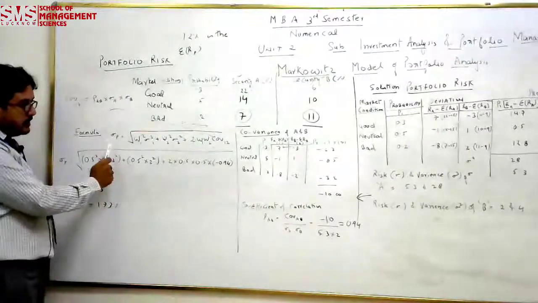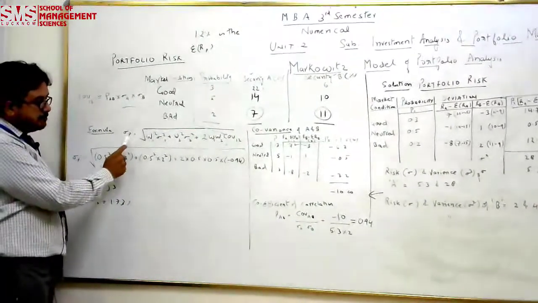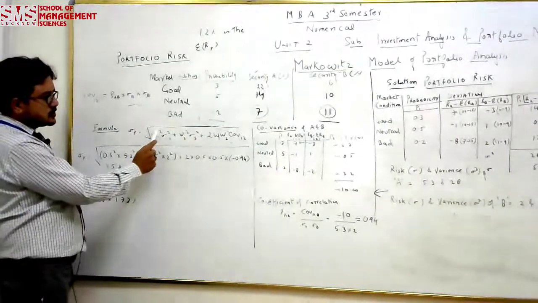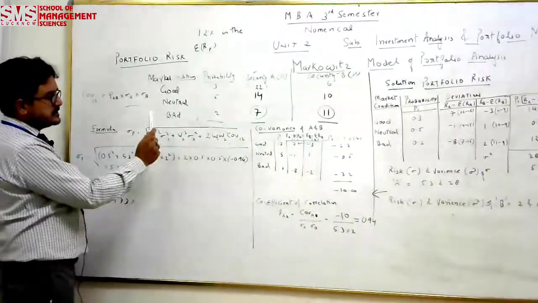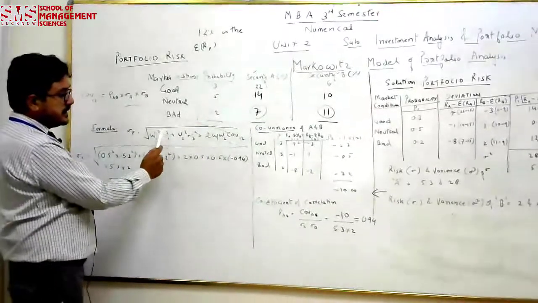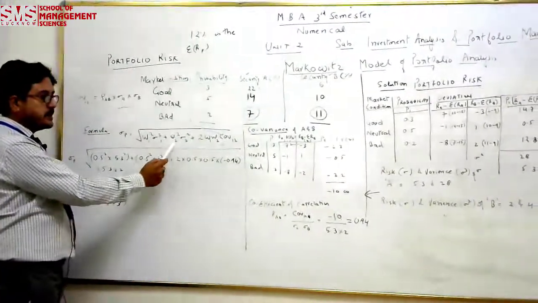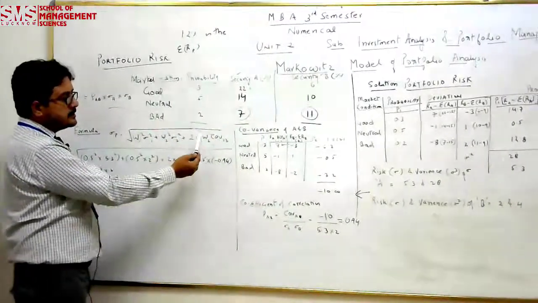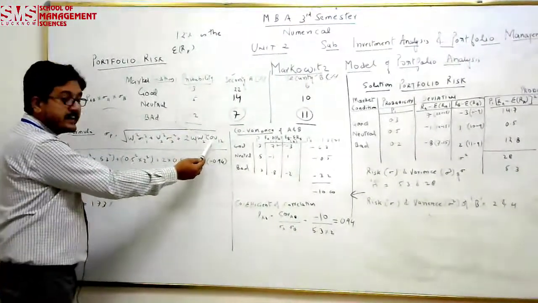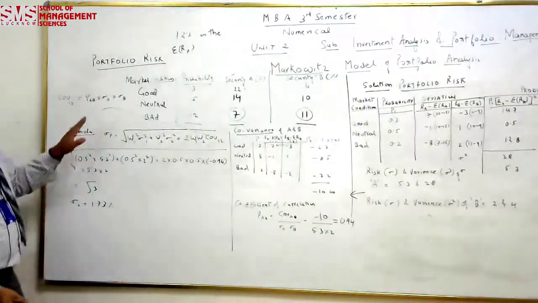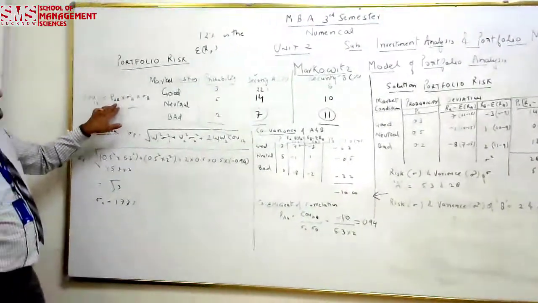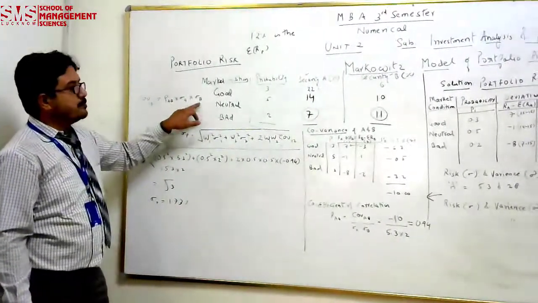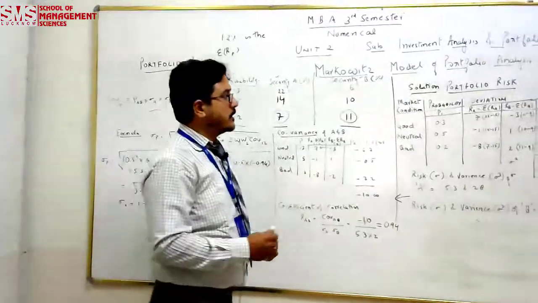This is sigma P for the portfolio, under root: weightage of the first security squared, times the risk of the first security squared, then weightage of the second security squared, times the risk of the second security squared, then we have to add the covariance. We can also do that with the coefficient of correlation into risk of A and risk of B. Let's understand how we can calculate.